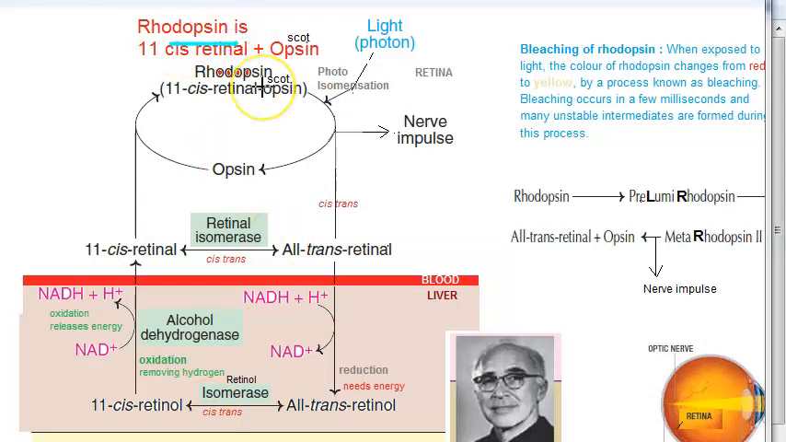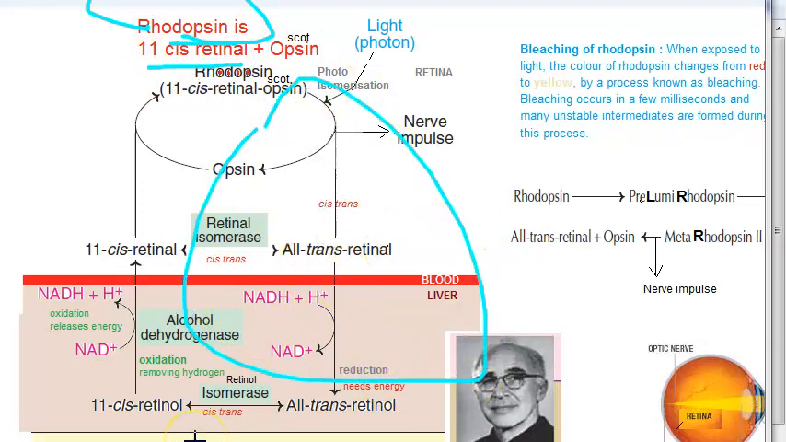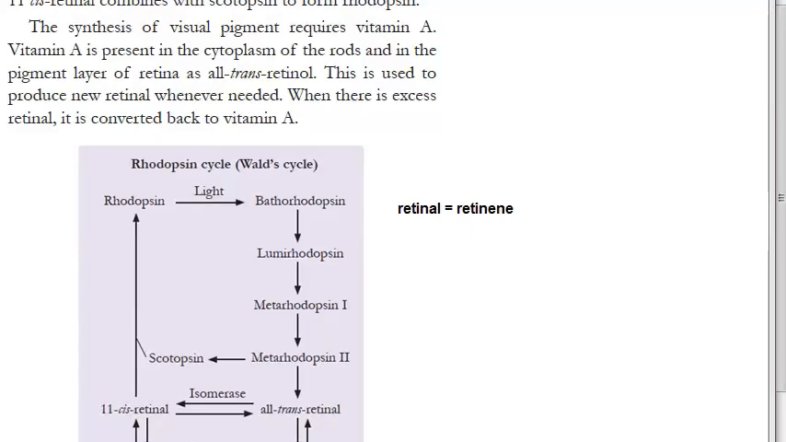In the rods, right? In the retina you have the cones, right? Sorry, in the rods. In the rods you have rhodopsin, right? So that is 11-cis retinal. All this so you can understand, right? This is Wald's visual cycle. Where is vitamin A in this? That mystery is answered here.